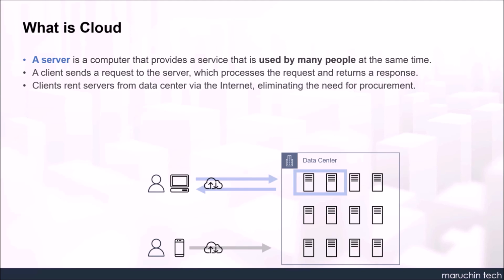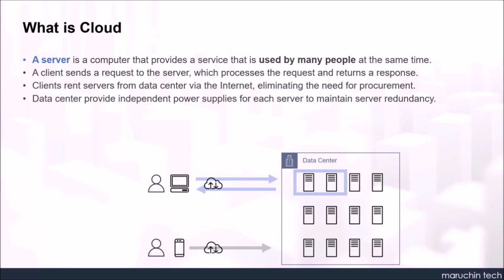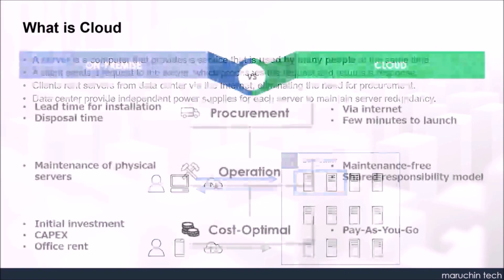The data center leases a portion of its servers to the clients. They logically assign the compute and storage. The data center provides independent power supplies for each server rack to maintain redundancy. If the power supply for some server racks fails, another rack can remain operational, which minimizes the failures.